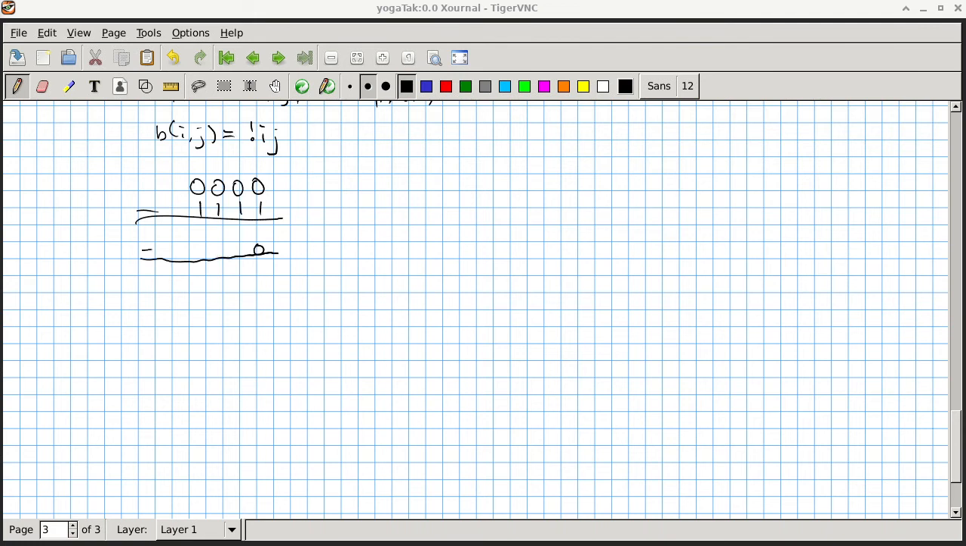So 0 minus 1 is a 1 with a borrow already. That happens for each of the four bits. And then 1 minus 1 is a 0, 1 minus 1 is a 0, 1 minus 1 is a 0. All right. So what is relevant in this case to what we just talked about?